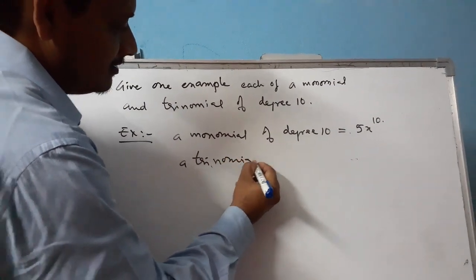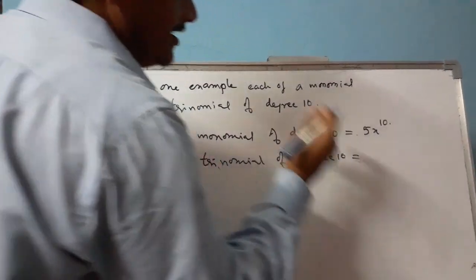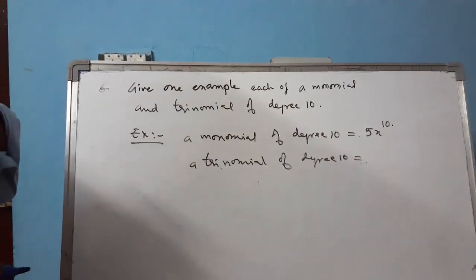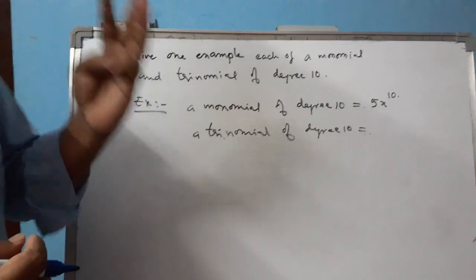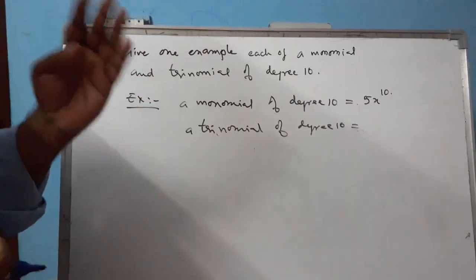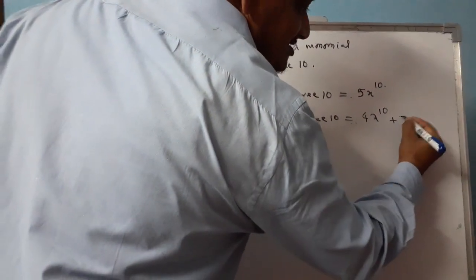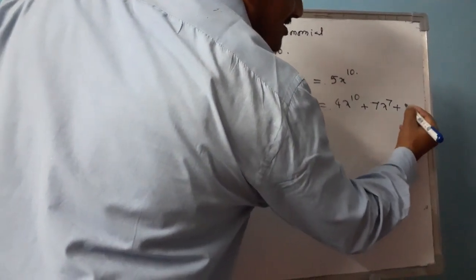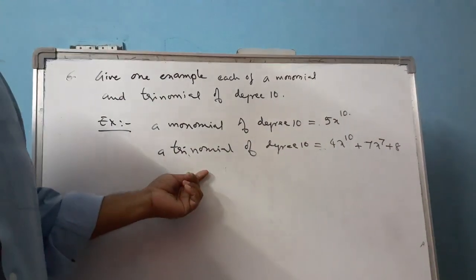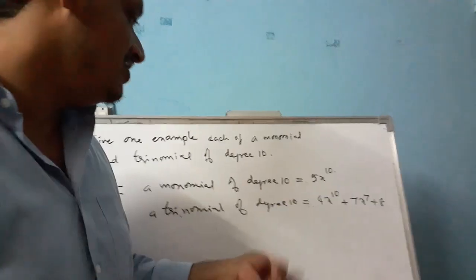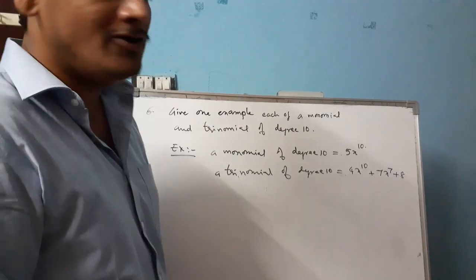And what about a trinomial of degree 10? Degree 10 means the highest power should be 10, and trinomial means it contains three terms. We have to take the three terms. The highest power should be 10. That is nothing but 4x to the power of 10 plus 7x to the power of 7 plus 8. So it contains three terms. So it is a trinomial, and the highest power is 10. So it is a degree 10. Which is an example for a trinomial of degree 10.